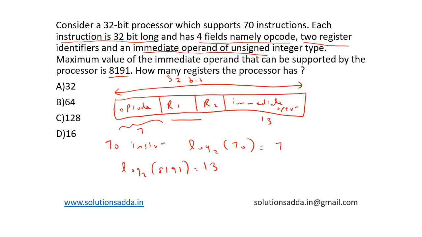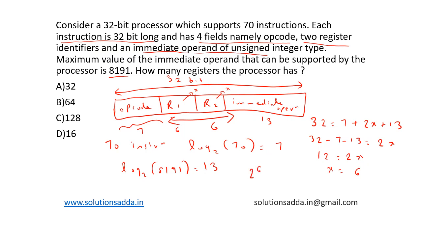So we have to calculate these two unknown values. From 32 we have 7 plus 2x plus 13, where x is one register identifier's bits. So 32 minus 7 minus 13 equals 2x. We have 12 equals 2x, so x is equal to 6. So we have 6 bits here and 6 bits here. With 6 bits we can identify 2 to the power 6 registers, so we have 64. Option B is the correct answer.